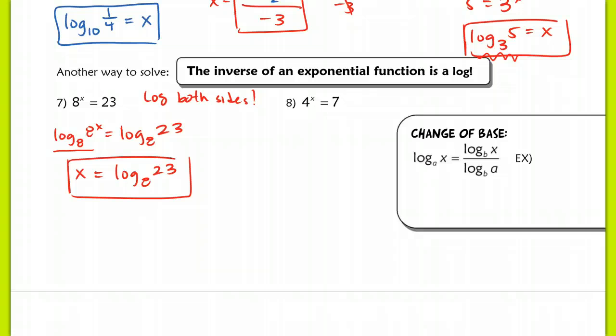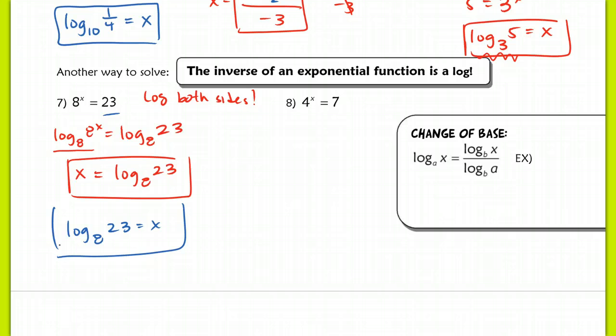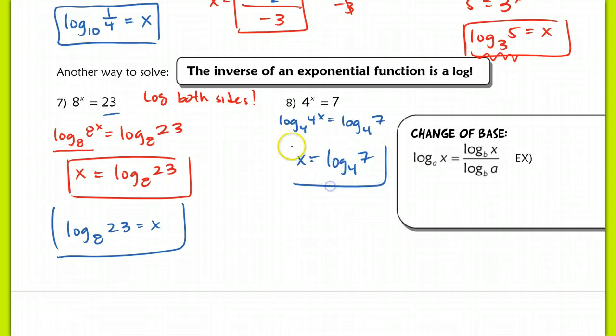But again, that's the same thing as if you were to just use the definition. If I started with the definition, I could say log base 8 of my argument 23 equals x. So really, you get the exact same solution either way. If I take the log on both sides here, I end up with this, and this is equivalent to x equals log base 4 of 7.